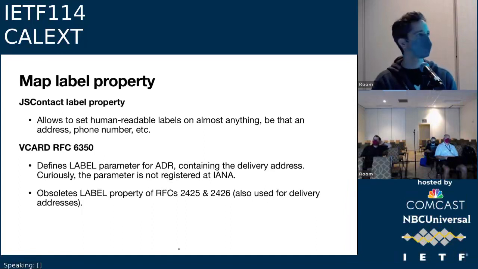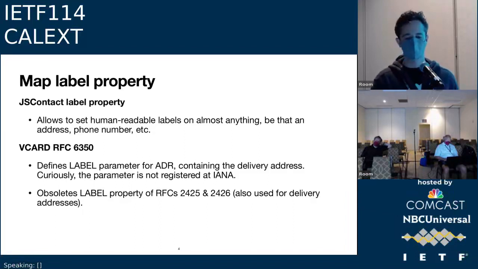A short history on labels in vCard. There is already a label parameter defined for the address property in vCard, which is really meant to be like the label you would put on a package if you want to send that package there. So it contains the delivery address. Interestingly, RFC 6350 defines this parameter, but it is not included in the IANA registry. I think that's just an omission, but if somebody knows better, please let me know.